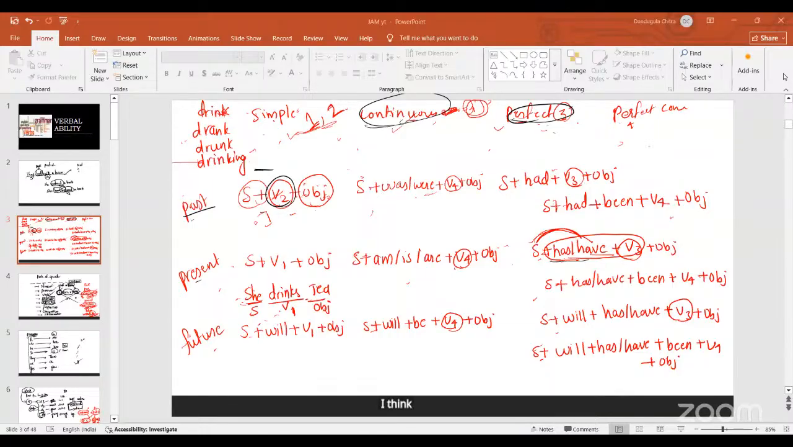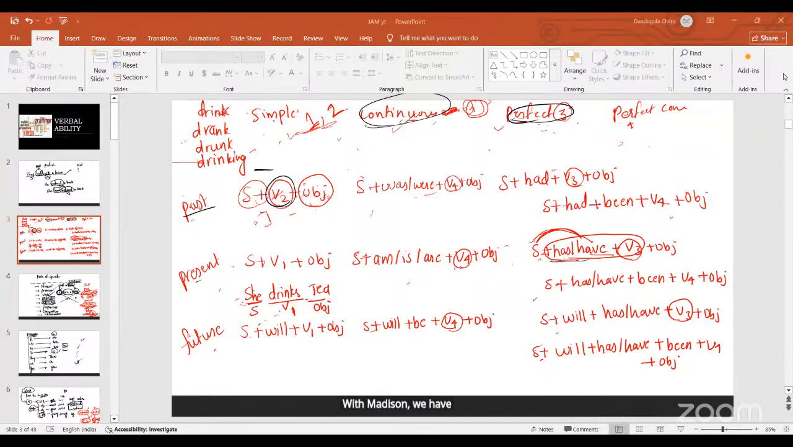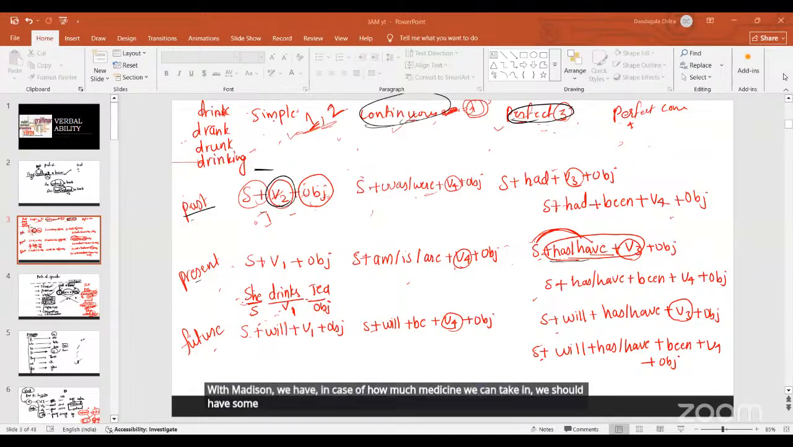Home medication cannot cure severe problems, right? We should go to the hospital and be treated with hospital medication. And when we go to the hospital, there will be more men than girls, I think so. Nowadays, we should also have a proper diet for the medicine to work.